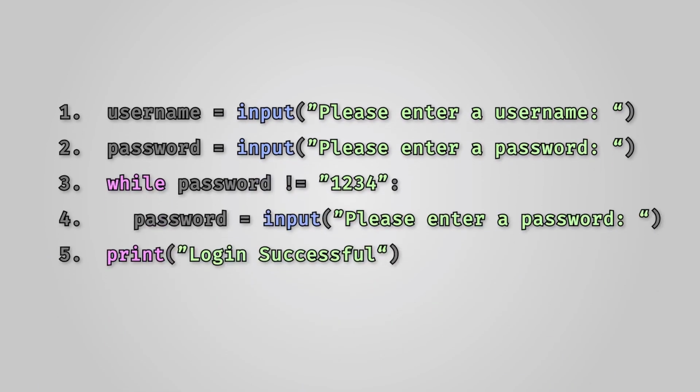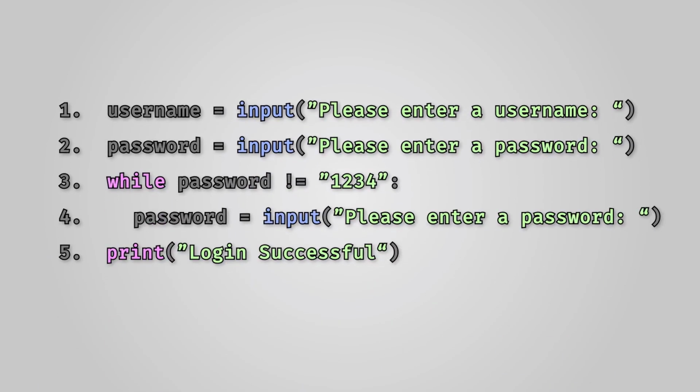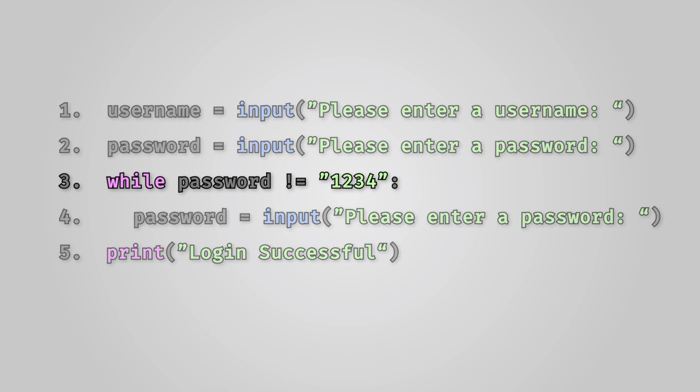The Python code for doing this might look as follows. The key line of code here is on line 3. What this is saying is while the password is not 1234, execute the next line of code on line 4, which will ask for a new password. The code will then loop back to line 3 and check again if the password is not 1234. Only once the password is equal to 1234 will the loop exit and we can run the print command to output login successful.